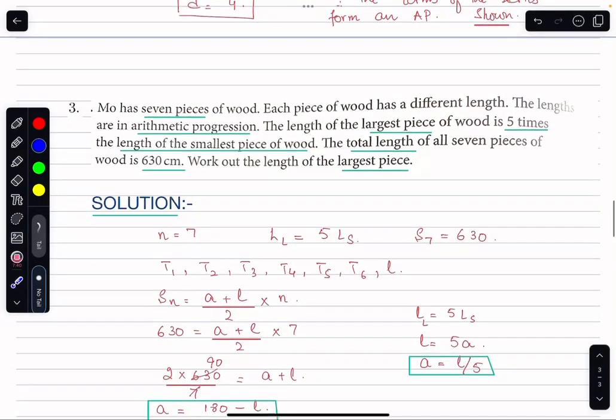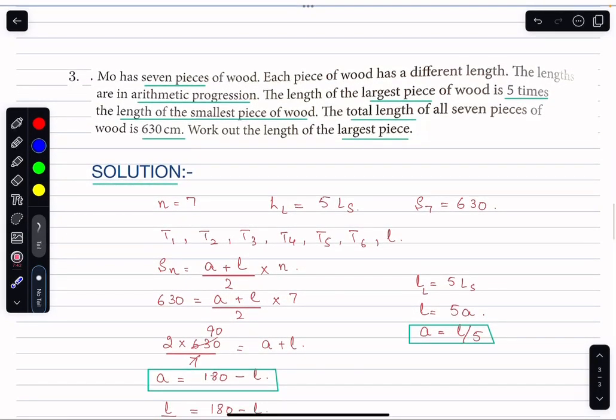Let's move to the next question. Mo has 7 pieces of wood, which means n is equal to 7. Each piece of wood has a different length. The lengths are in arithmetic progression, so there is a pattern being followed. The length of the largest piece of wood is 5 times the length of the smallest piece of wood.